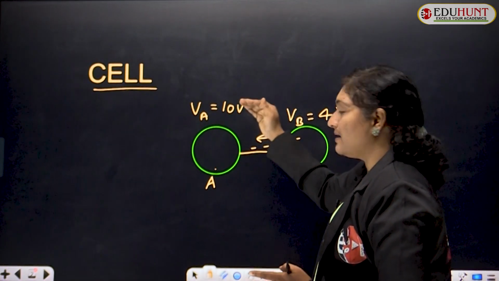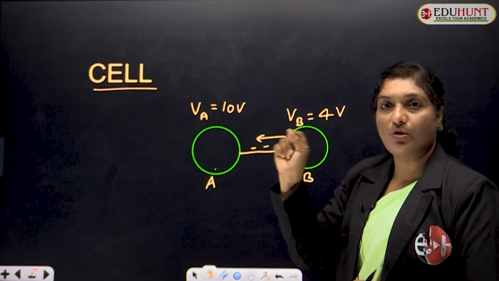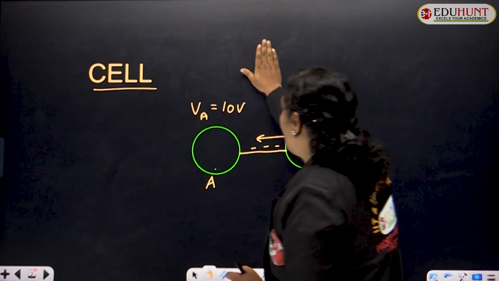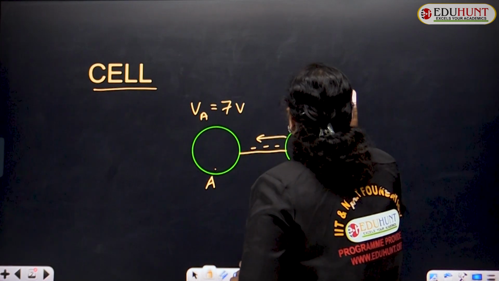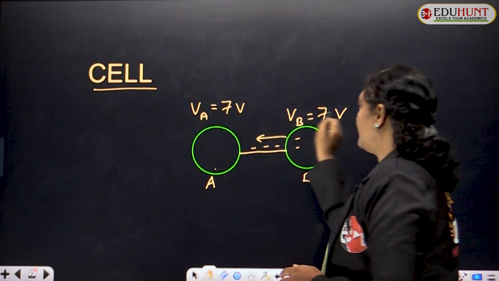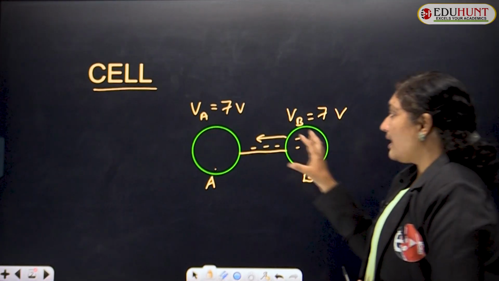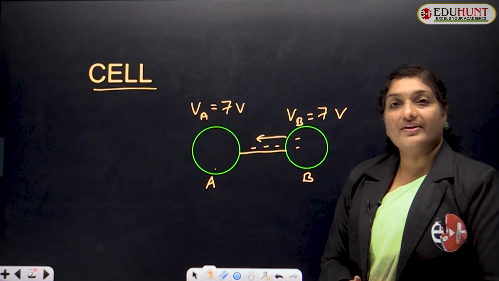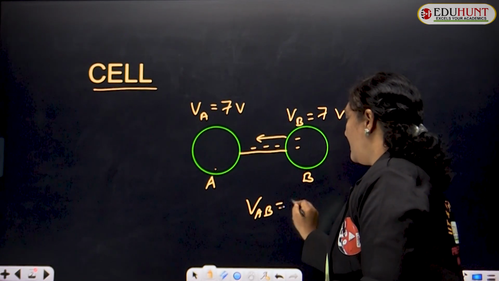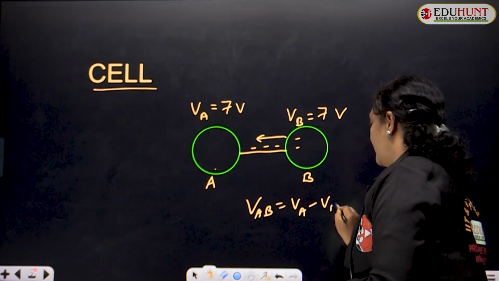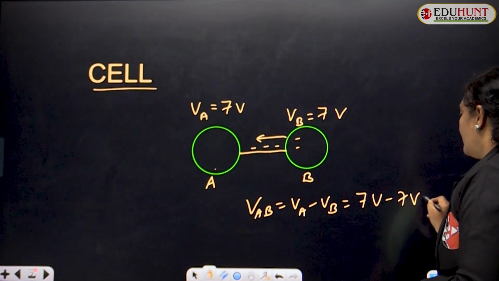10 becomes 9, 9 becomes 8, 8 becomes 7. So 10 and 4, initially it was 14 volts. Now after connection this 10 volts will become 7 volts and here also it will become 7 volts. 7 and 7, again it is 14 volts. Now if you observe, what is the potential difference? The potential difference across A and B is given by VAB equals VA minus VB, which is 7 volts minus 7 volts, which is 0.